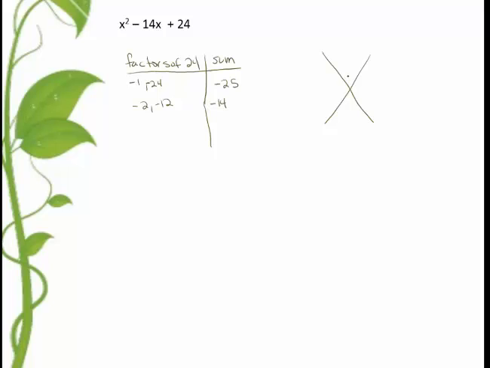If I made the big giant X, I would put a positive 24 and a negative 14. I would start thinking, perhaps I would think, oh, 6 and 4, nope, that adds up to 10. 8 and 3 adds up to 11. 2 and 12. Eventually I would get there, and my factor is x minus 2, x minus 12.